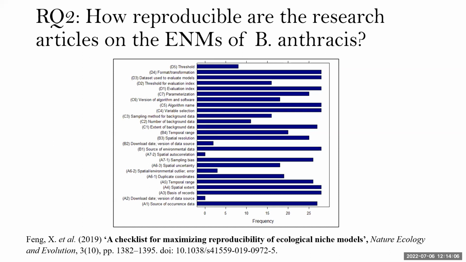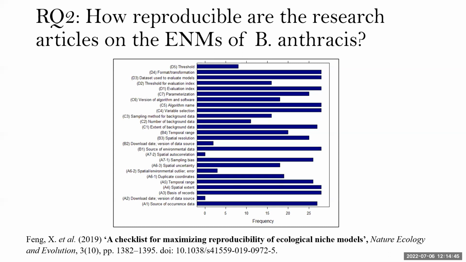So for occurrence data, A1 to A7, out of the 10 recommended checklist items, spatial autocorrelation and download date of occurrence data were not reported across all papers. All the 28 articles, however, reported the basis of the records and the spatial extent of occurrence data. 27 studies mentioned the source of occurrence data, and 26 reported the temporal range and sampling bias. 18 articles reported spatial uncertainty, and 19 used methods that removed duplicate coordinates. Only 3 articles reported in depth how they dealt with spatial outliers.